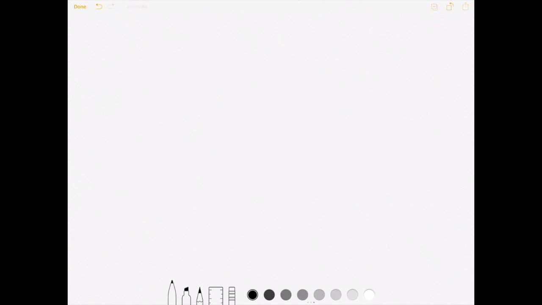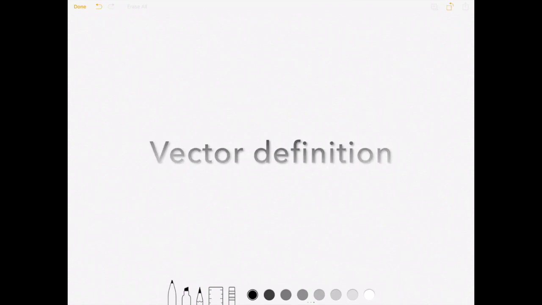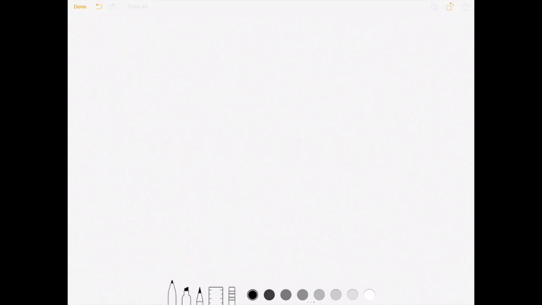Okay, so let's now consider a vector, which is just really a special case of a matrix. A vector, which we typically denote by a lowercase letter, is simply a matrix with one column. So the m-dimensional vector A has elements A1 up to AM.